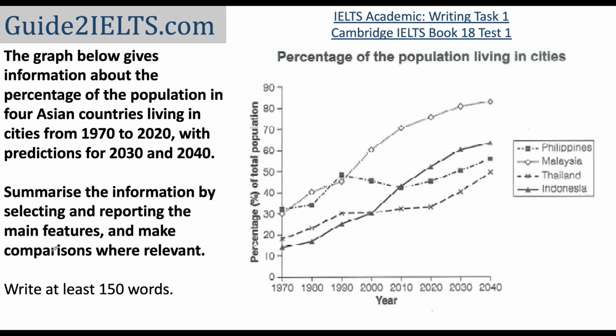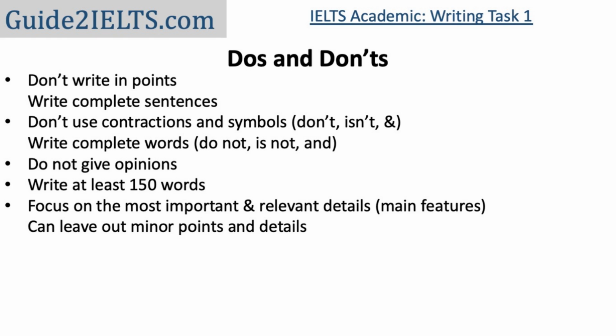The question mentions select and report the main features and make comparisons. So the answer needs to have the most important and relevant details. Minor points and details can be left out. Write an overall statement. An overall statement gives a general overview of the whole graph without going into specific details.